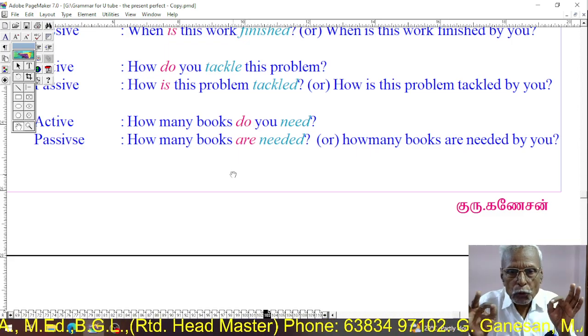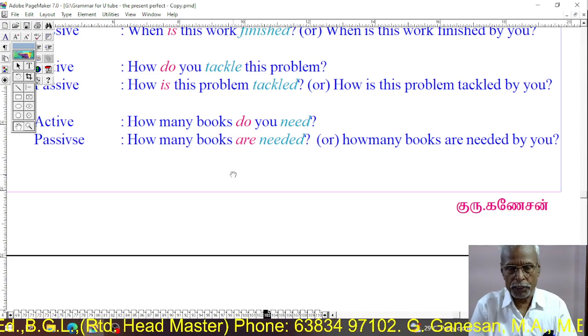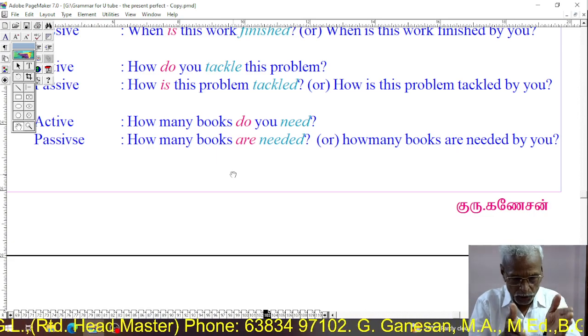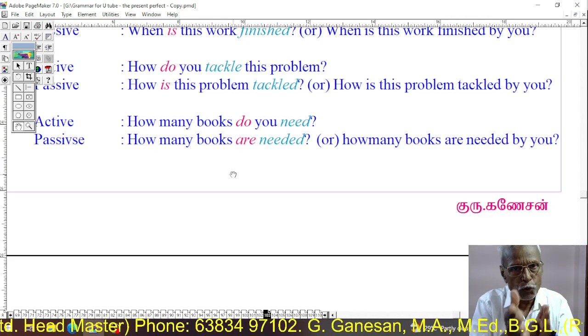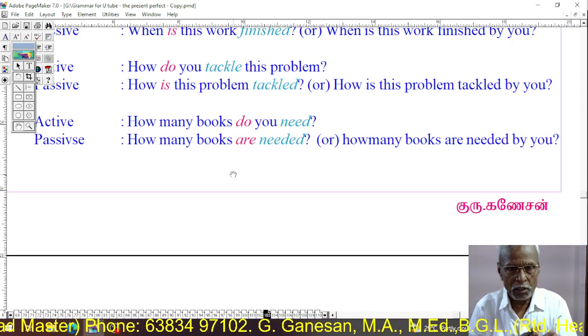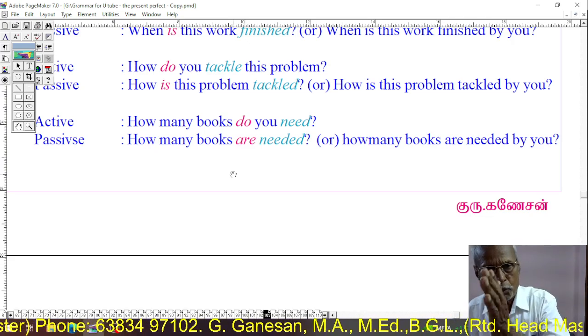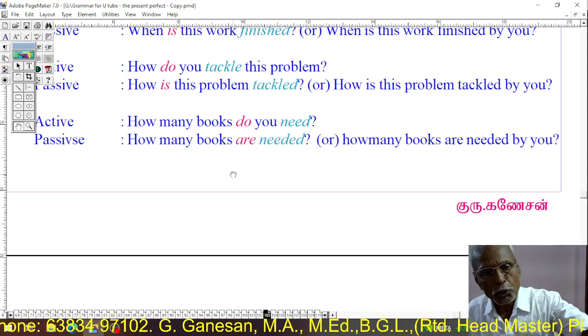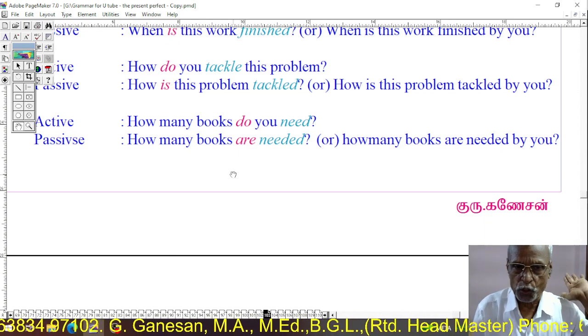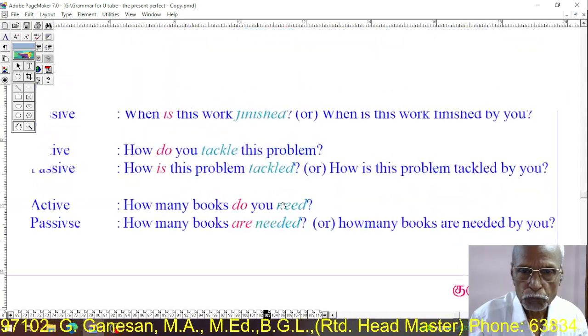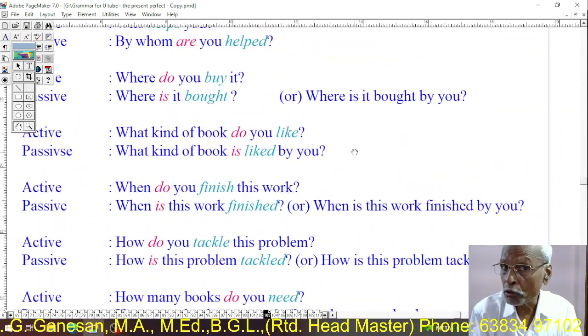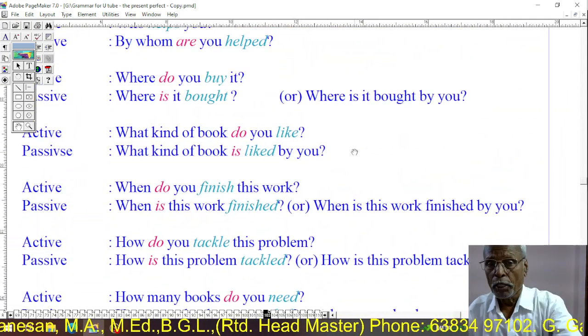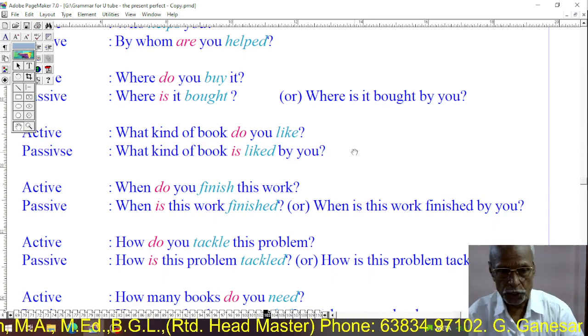How many books do you need? How many books are needed? So again I say, do or does should be converted into am, is, are. Then the present finite verb should be changed into its past participle. That's all. These are the rules to change the simple present tense of active into passive question.